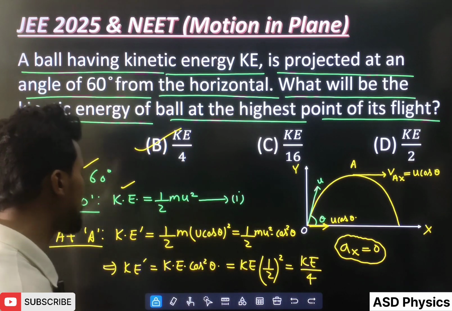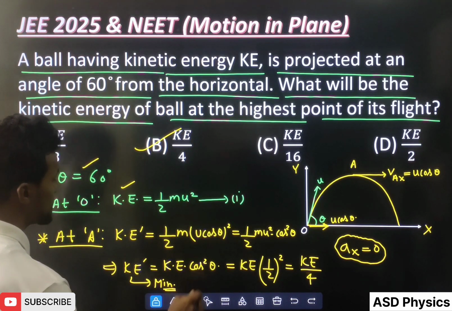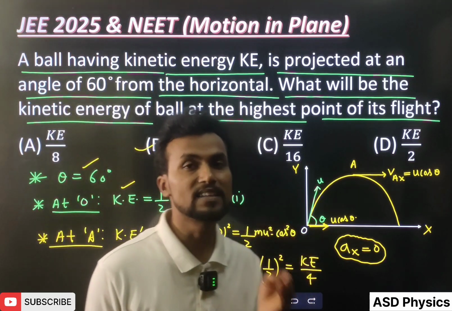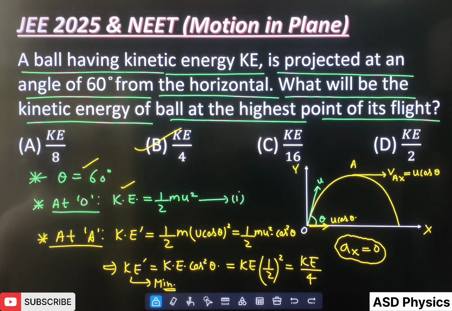Option B. And remember that at the highest point, this KE dash, the kinetic energy will be minimum and the potential energy maximum. Remember that. Okay, can you see very well?